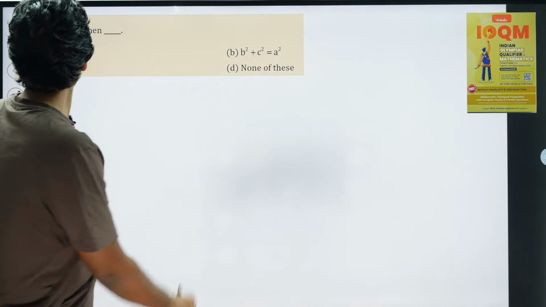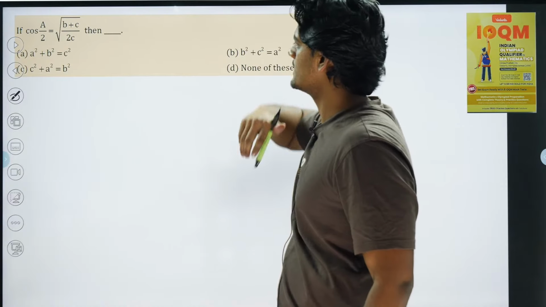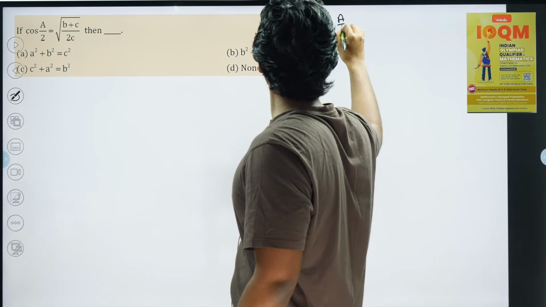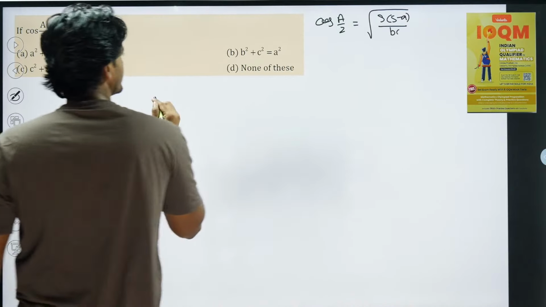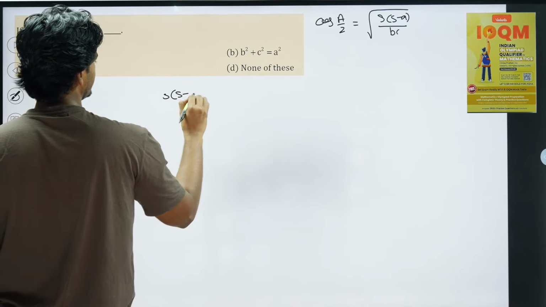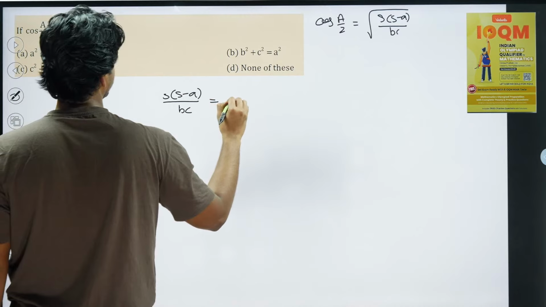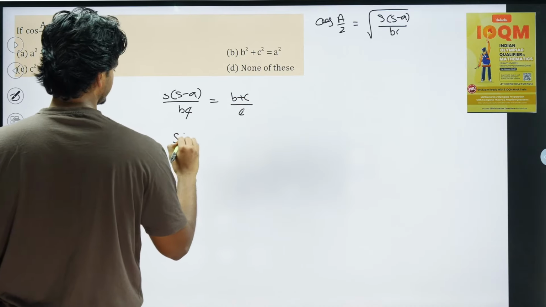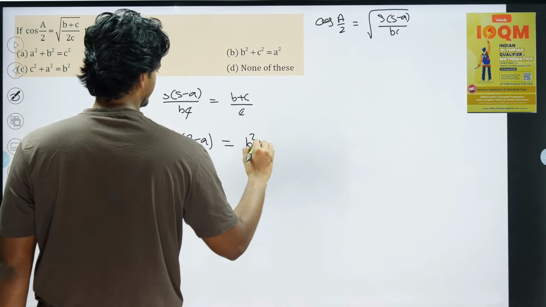Okay. So here we have cos A by 2 is equal to square root of (b plus c) by 2c. But we know cos A by 2 is square root of s(s minus a) by bc. So we have to equate these two. So s(s minus a) by bc is equal to (b plus c) by 2c. So c gets cancelled, and s(s minus a) is equal to b square plus bc.